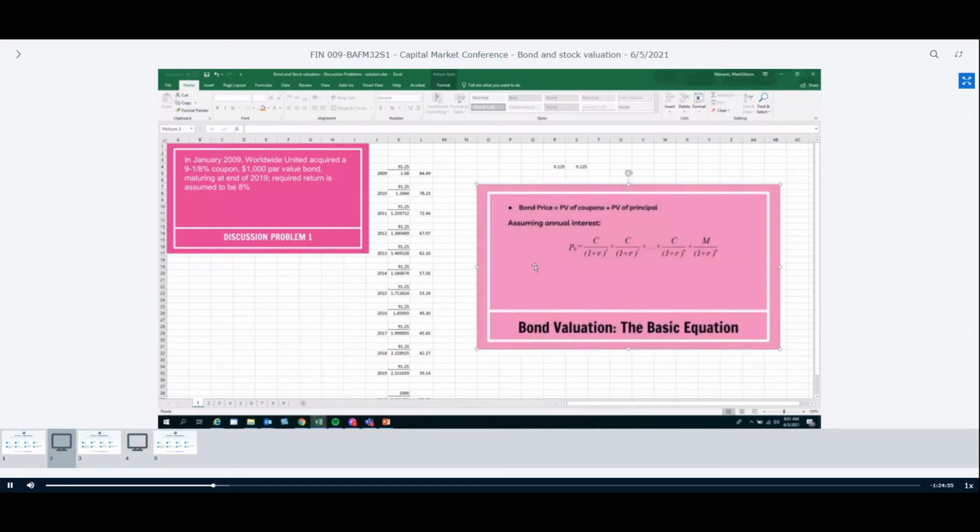Pansinin nyo na in calculating for P sub 0, kinukuha na natin yung compounded interest throughout the period plus yung present value of the principal. So in this case, the issuance date was January 2009, so beginning of the year. And then kailan yung maturity? Sabi 2019. So therefore, kailangan natin i-calculate from 2009 to 2019. Ito yung sinasabi kong gawin natin step by step, no?